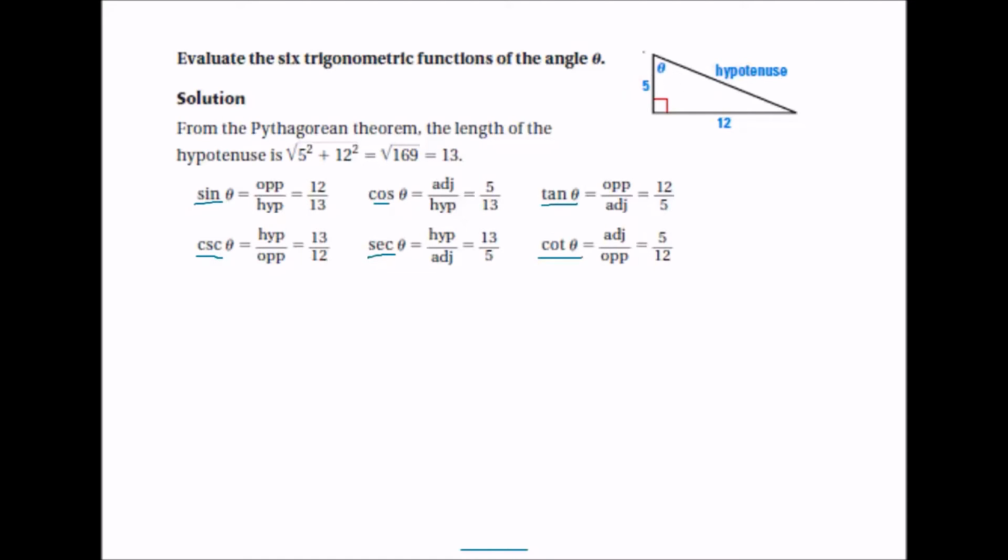Of this angle theta, and it gives us this right triangle. The first thing you notice when you look at the right triangle is it's actually missing some information. It doesn't tell us what the hypotenuse is, and like we said in the beginning of this video, we can find that out using the Pythagorean theorem.